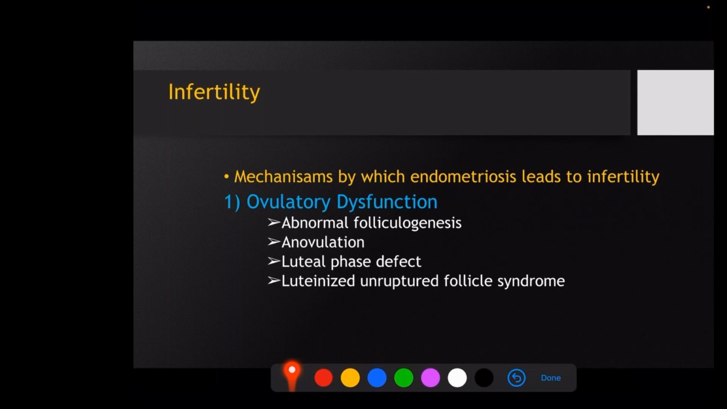Again, luteinized unruptured follicle syndrome. The dominant follicle undergoes luteinization without rupture and release of the ovum, so pregnancy cannot occur, but progesterone production occurs. This condition is very rare and seen in some women with endometriosis. Normally, ovulation occurs when the follicular size is between 18 to 22 millimeters. Sometimes it grows further, up to 28 or 30 millimeters, and will not burst.